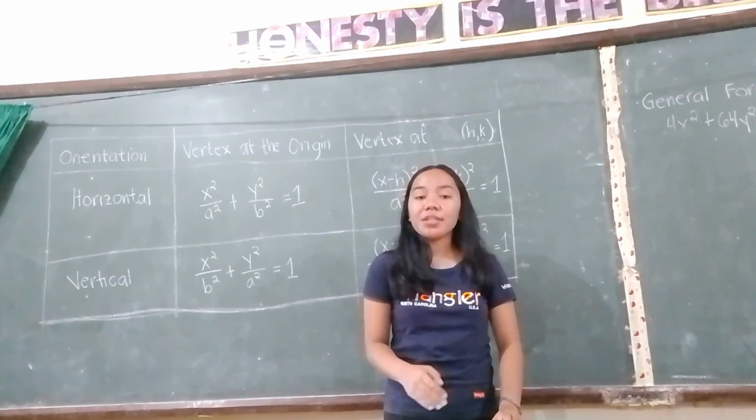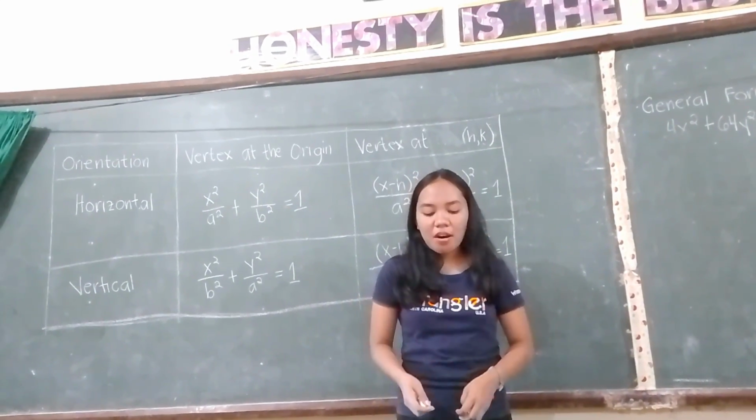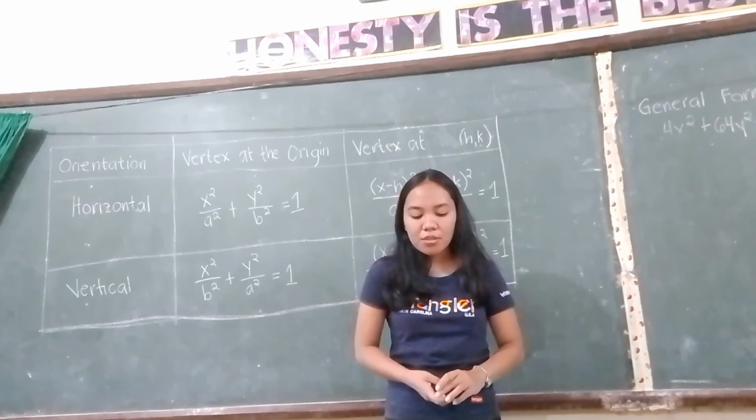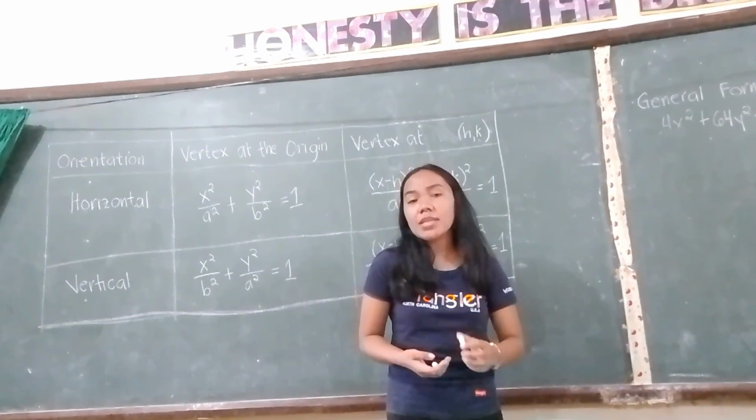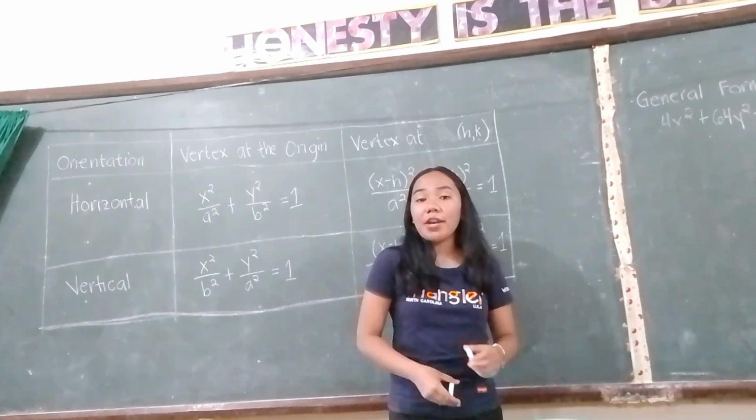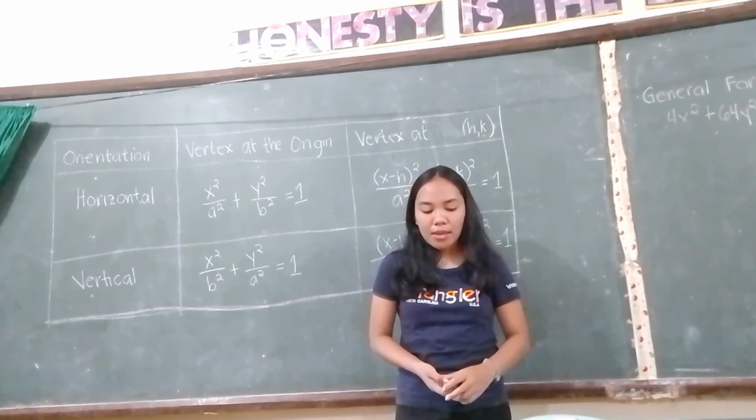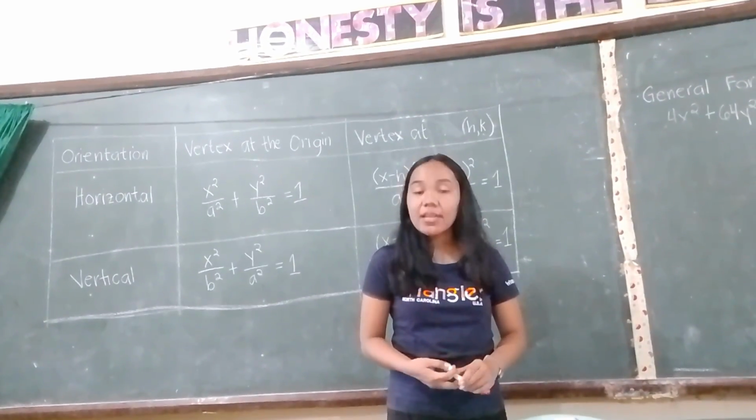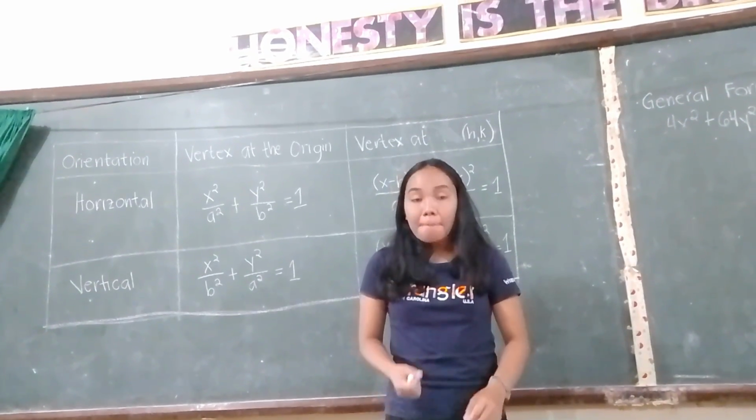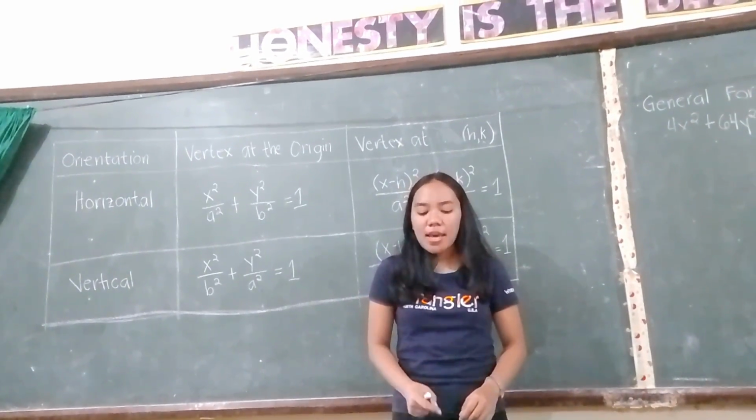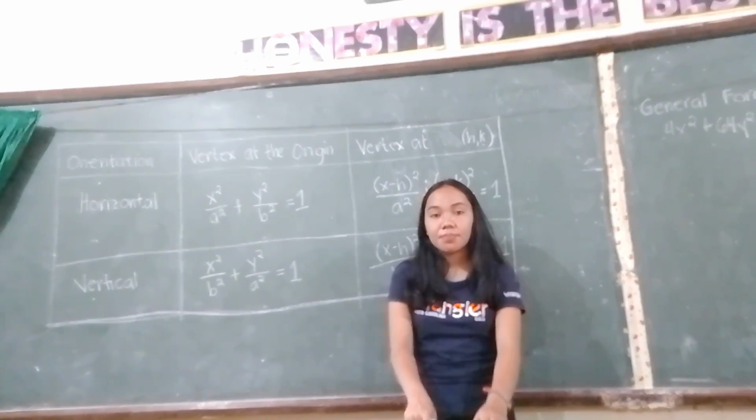We also have vertices. These are the points on the ellipse collinear with the center and the foci. We also have the co-vertices. These are the endpoints of the minor axis, perpendicular to the major axis. And we also have the latus rectum. This is the chord that passes through a focus and is perpendicular to the major axis.